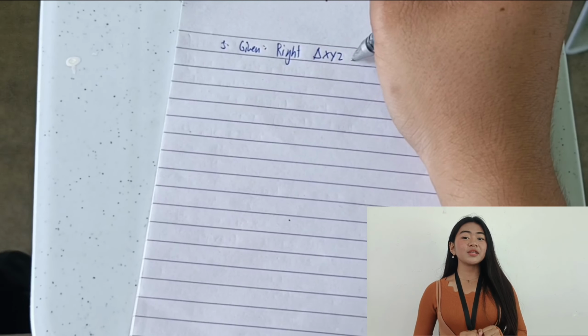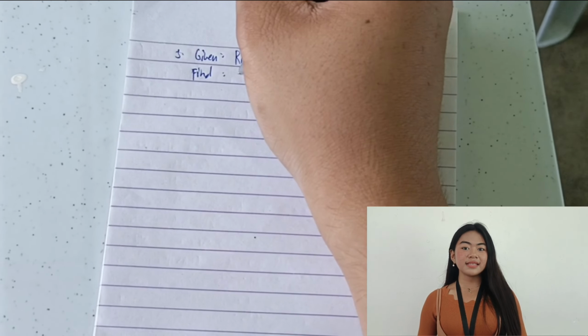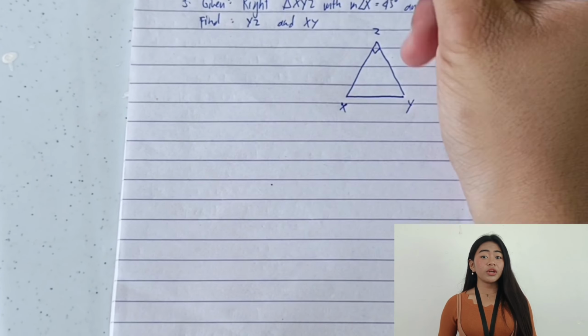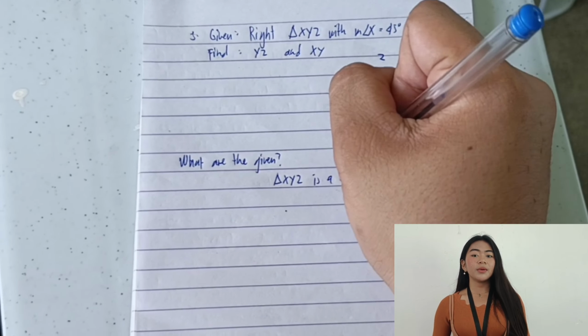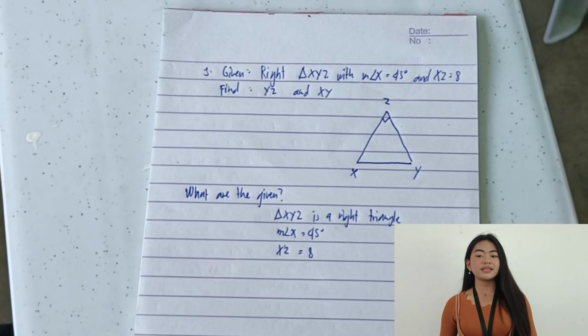Given right triangle XYZ with measure of angle X equal to 45 degrees and XZ equal to 8, find YZ and XY. What are the givens? Triangle XYZ is a right triangle. The measure of angle X is 45 degrees and the length of XZ is 8.